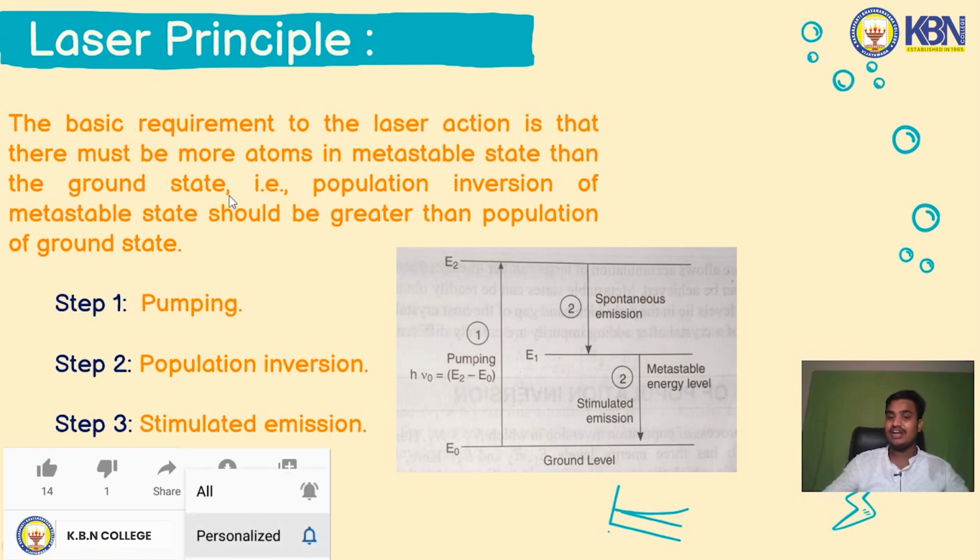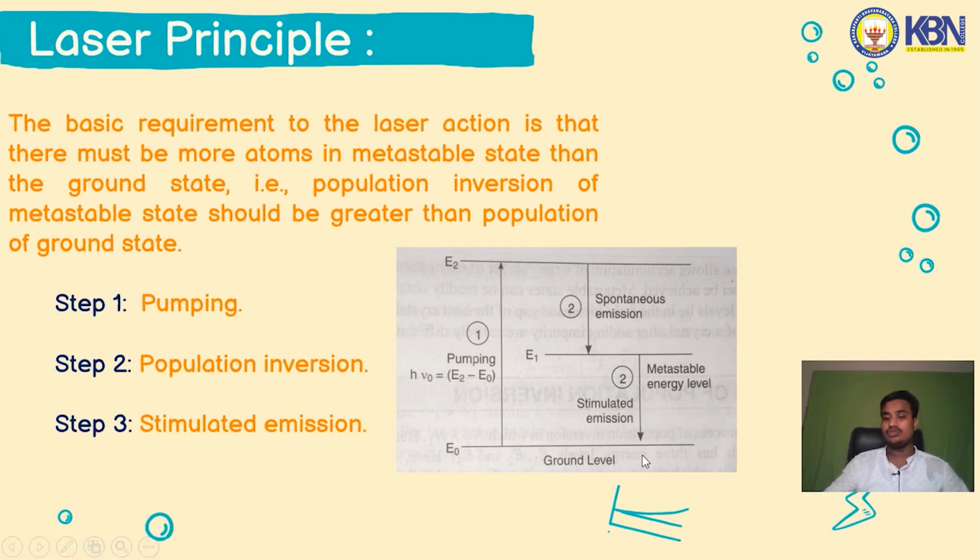That initial photon will act as an external influence and it will hit the atom present in the metastable state. Then that atom will come to the ground state by emitting two photons. In this way we can achieve stimulated emission. This is the process of how we can achieve stimulated emission.